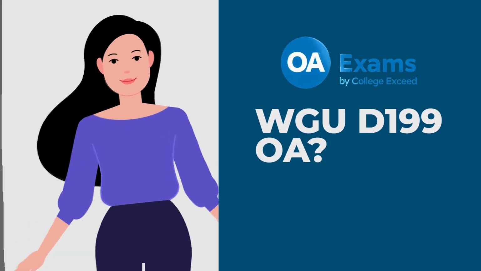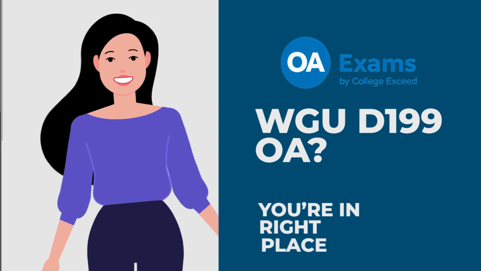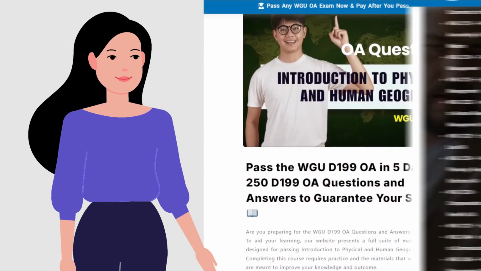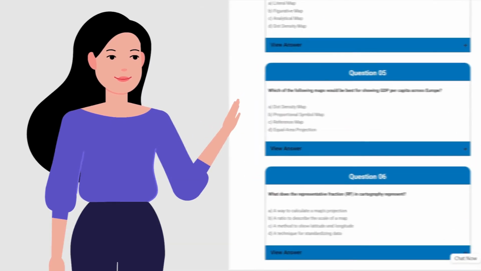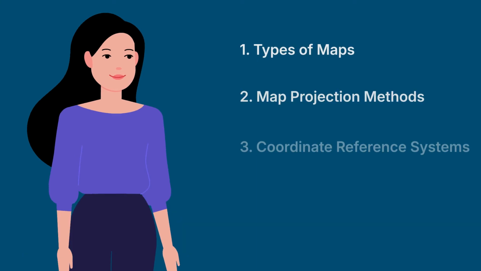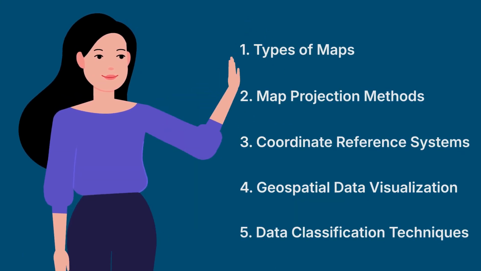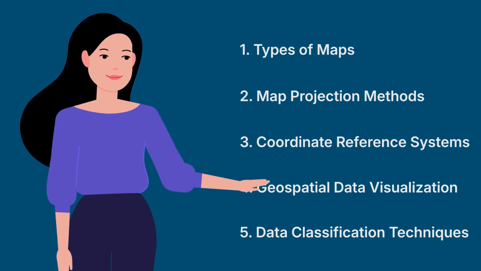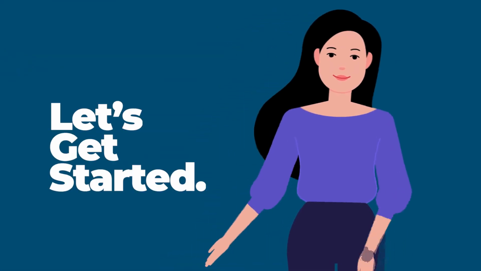Are you preparing for the WGU D199 Objective Assessment? Look no further. To aid your learning, our website presents a full suite of materials specifically designed for passing Introduction to Physical and Human Geography. In this video, we will cover questions from types of maps, map projection methods, coordinate reference systems, geospatial data visualization, and data classification techniques. So, let's get started.